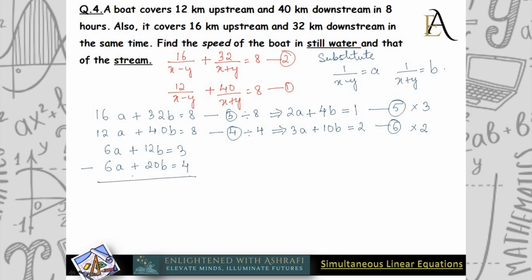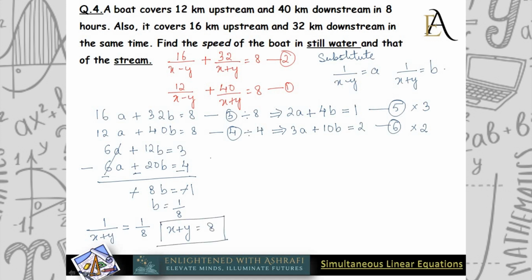I subtract them. This will become minus, minus, minus, 6a cancels off. I have minus 8b equals to minus 1, right? Minus and minus goes off. b is equals to 1 upon 8. Now we know b is 1 upon x plus y, which is equals to b. b is 1 upon 8. So x plus y is equals to 8.